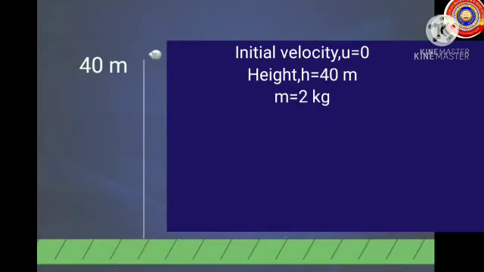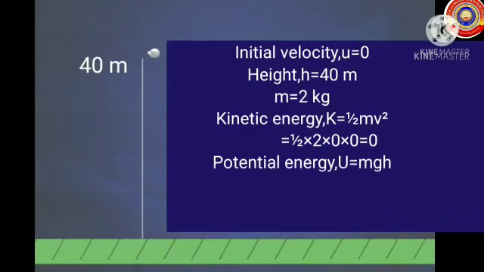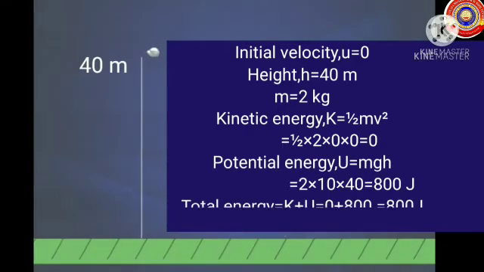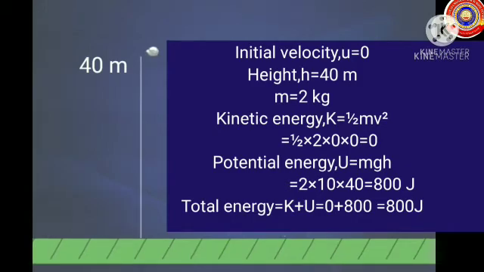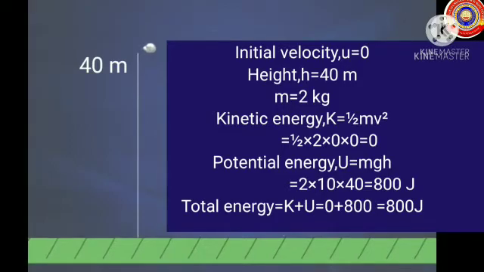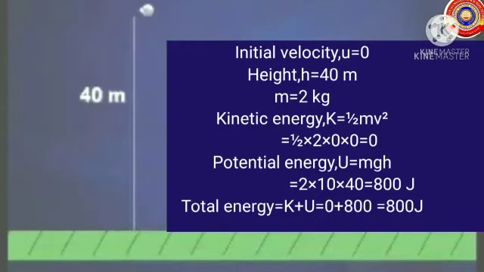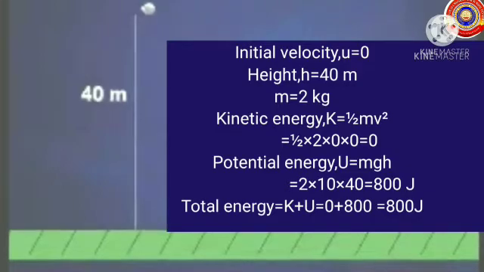When it is at a height of 40 meter, its initial velocity u equals 0 and height h equals 40 meter. Its kinetic energy K equals half mv square, that is half into 2 into 0 square equals 0. Potential energy U equals mgh, that is 2 into 10 into 40 equals 800 joule. The total energy equals kinetic energy plus potential energy, that is 0 plus 800 equals 800 joule. So when the stone is at a height of 40 meter, its total energy is 800 joule.